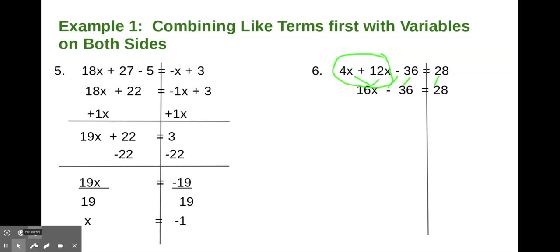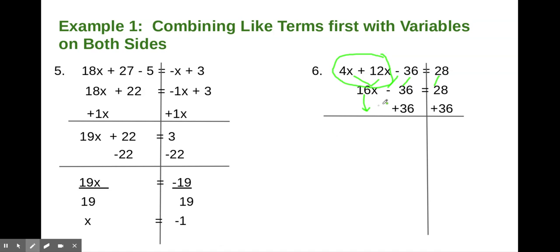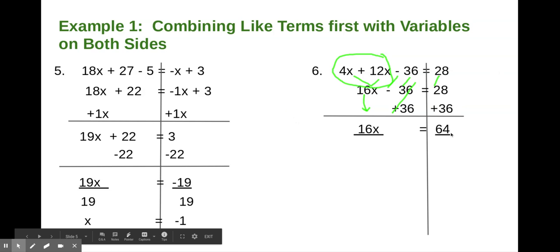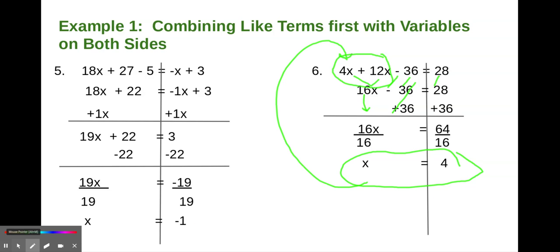Okay, so the rest of this problem should be quite easy. We want to add 36 to both sides. We want to bring down that 16x. The 36 and the negative 36 cross out. 28 plus 36 is 64. And our last step here is to divide by 16. Divide by that coefficient. And your answer is x equals 4. And again, if you want to substitute your answer back into each x in your original equation and see if it works out, the left side and the right side should be equal.